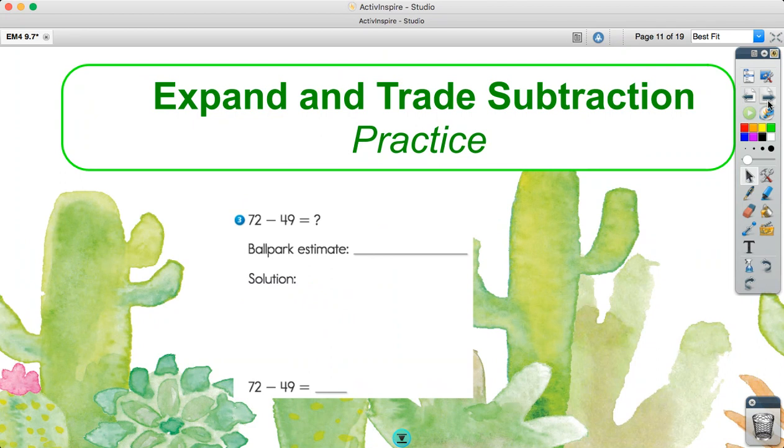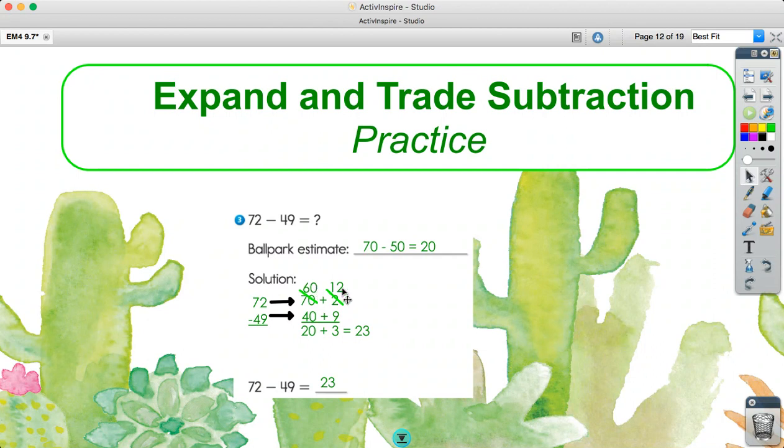72 minus 49 equals. Please pause the video now. My ballpark estimate for 72 minus 49 would be 70 minus 50 equals 20. Now let's solve. 72 is equal to 70 plus 2, and 49 is equal to 40 plus 9. Before I can subtract 9 from 2, I need to borrow 10 from 70 and move it to the ones place, which makes 12. Now I'm left with 60 in my tens place.